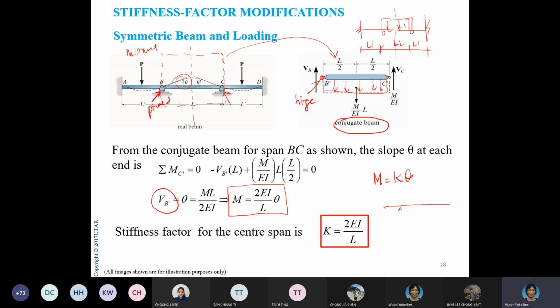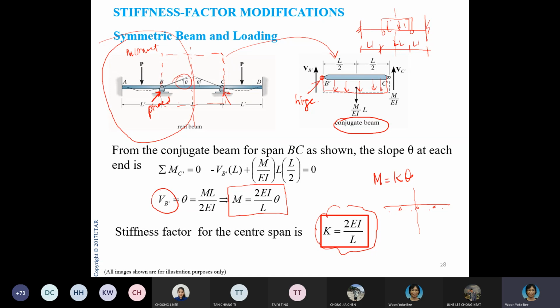You can also have something like this. This is also symmetrical in geometry if the geometries are all the same, right? Fixity same, support condition same, dimension same, so they are symmetrical in geometry and symmetrical in loading. So you can actually use this modified equation, and when you use this, you only need to do the moment distribution for half the beam. Just imagine, when you do moment distribution for half the beam, you're only doing 1, 2 joints. Here you have to do 4 joints, you see. So that's the beauty of using the modified equation.